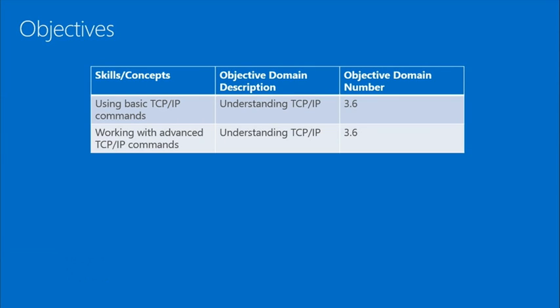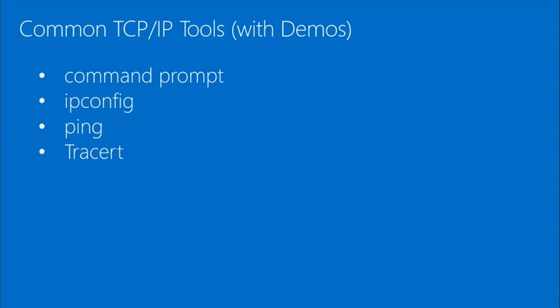There we go. So the skills and concepts that we're going to talk about are using basic TCP/IP commands and working with advanced TCP/IP commands. So basically we've talked about TCP/IP and how it is a protocol used for internet communication. As you set up TCP/IP, it's helpful to have tools to verify connectivity, to troubleshoot connectivity, and to verify routes, which we can talk about. And these are some of the tools that we're going to talk about: the command prompt, ipconfig, ping, and tracert.